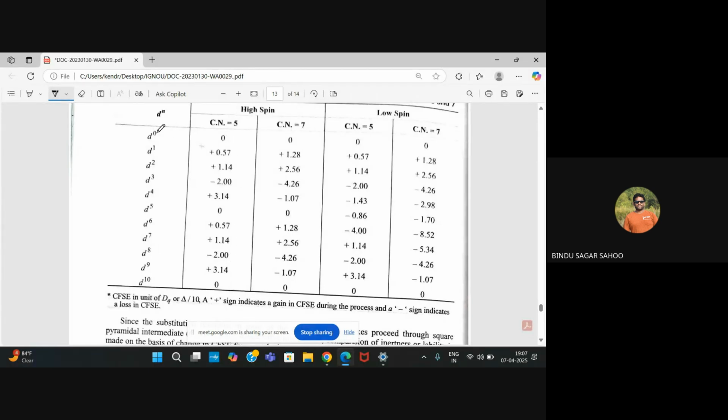Okay. And for D0, D5 or D10, the CFE value will always be 0. So you can check your high spin value also. You can check your low spin value also. In the low spin table, you can see that the D6 low spin complex will be the most inert complex.